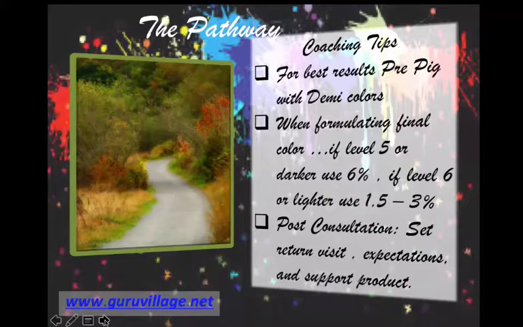You can pre-pig with permanent colors, but the reason I choose not to use them is because permanent colors are higher in alkalinity. Higher alkalinity is going to swell the cuticle. If the hair is already in a weakened condition, why would I want to use something with more alkalinity on that hair? It's just going to create excessive swelling unnecessarily. So that is why demi colors are really the best for pre-pigging the hair.